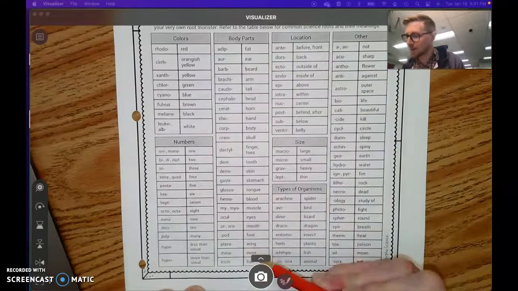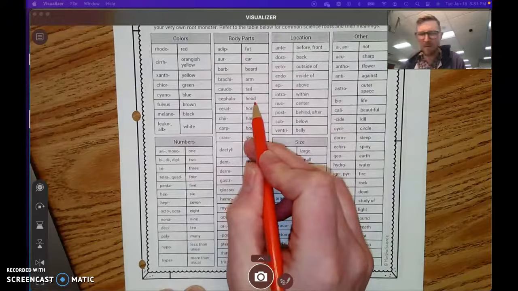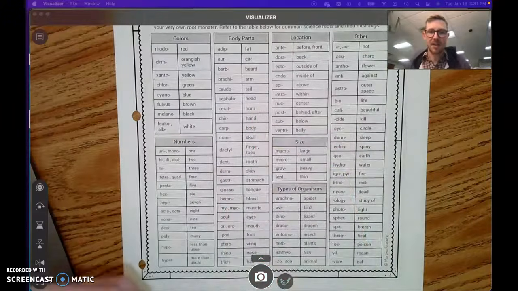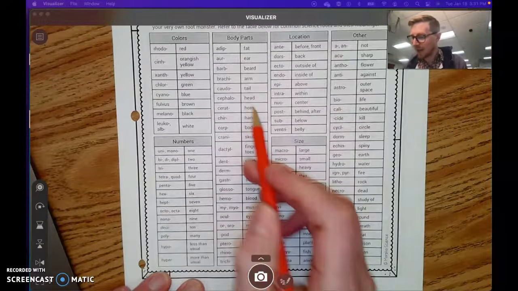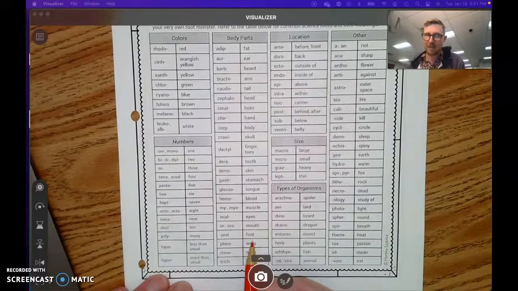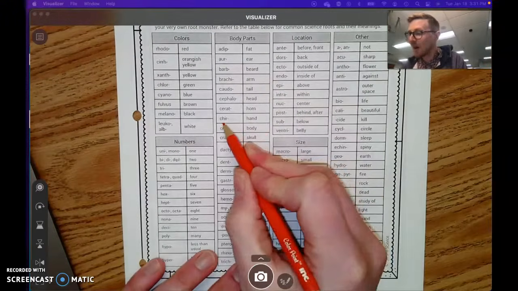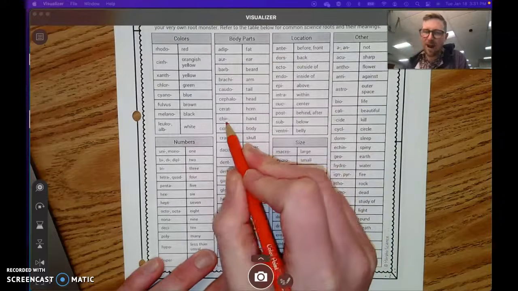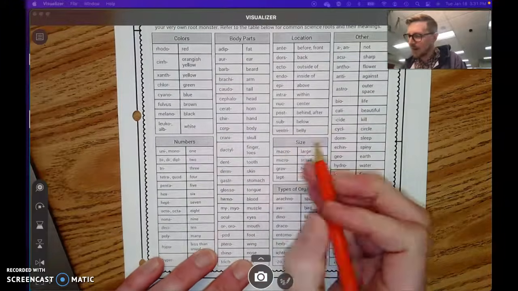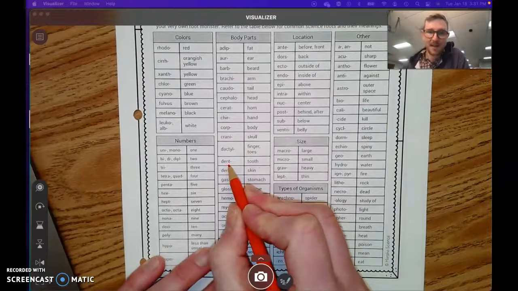We've got different body parts here. So maybe like cephalo means head. Maybe you've heard of cephalopod, like an octopus. Cephalo means head, and pod means foot. So octopus literally means head foot, because they don't really have a body. Their arms come out of their head. Hand is chir or shear, maybe like chiropractor, who use their hands. Tooth, dent, like you go to the dentist.